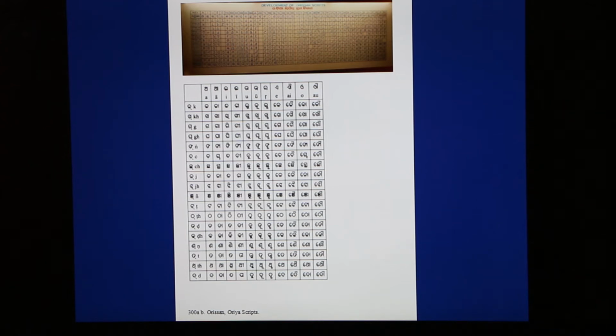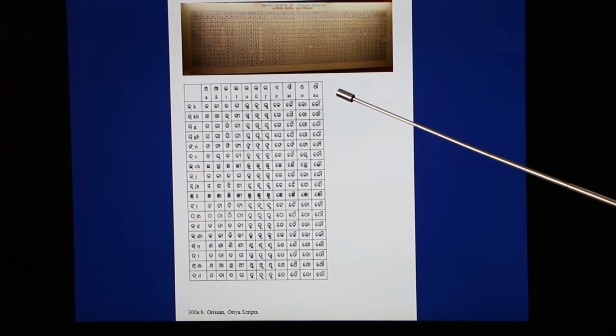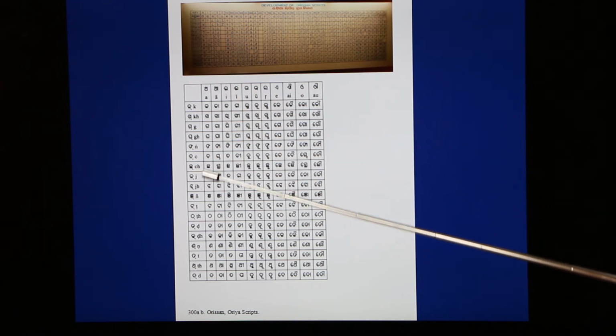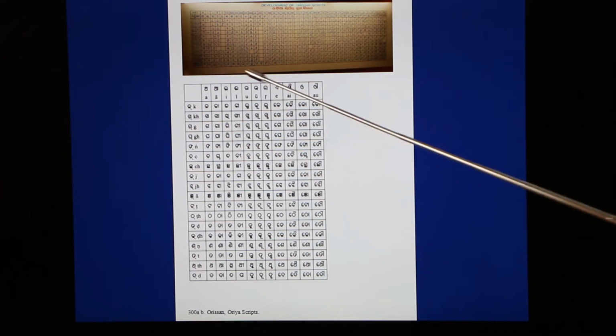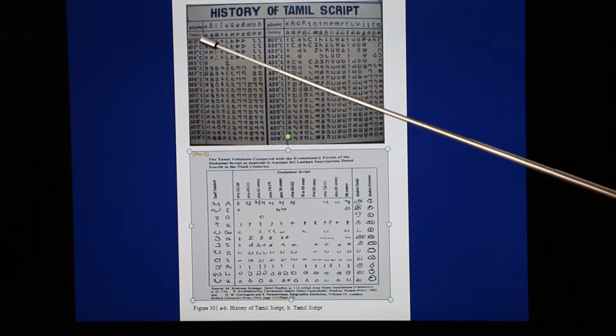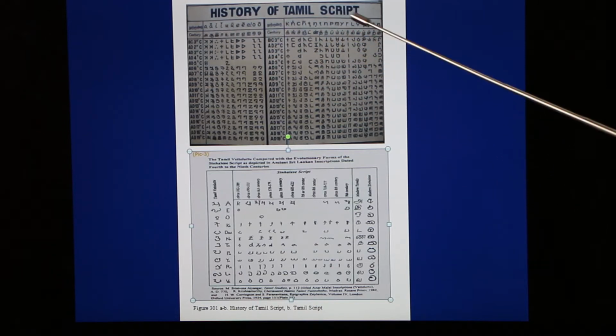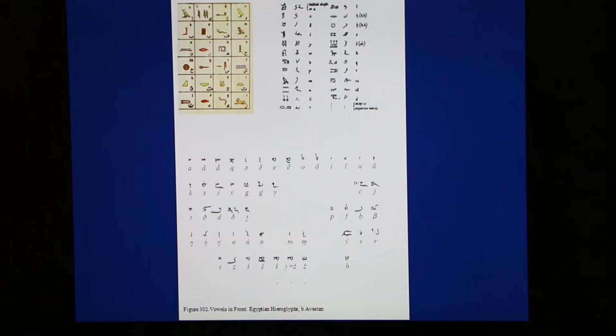Here is a chart of the development of Oriya scripts. Again, we have a series of vowels and diphthongs. And then here, the consonants, and then combinations of the two. Here you have a history of Tamil script, again, vowels and then consonants, and then another alignment of the same. Here are some cases of vowels in front.